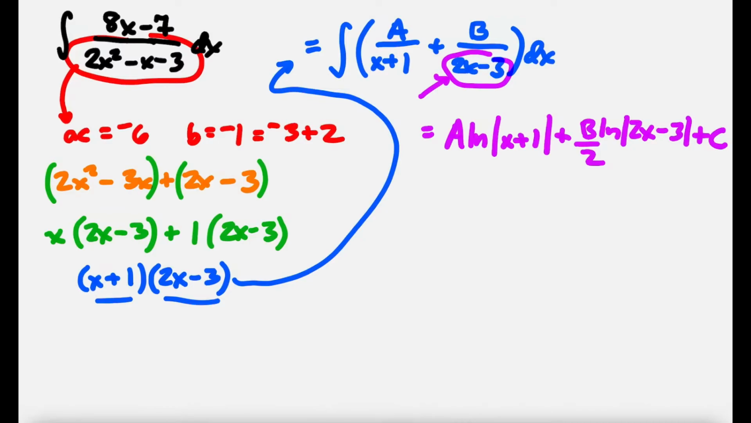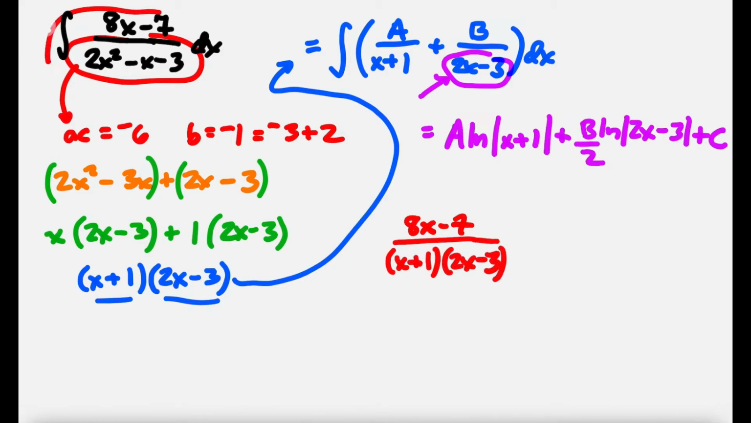To do that, I'm going to have to use the fact that 8x minus 7 over x plus 1 times 2x minus 3, so basically what we started with up here, is equal to a over that first factor plus b over that second factor. So you end up with something like that. Now we're going to use this to figure out what a and b are.